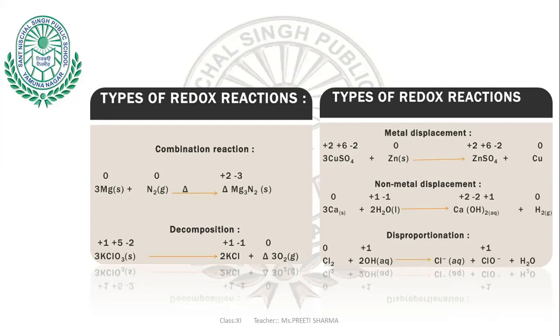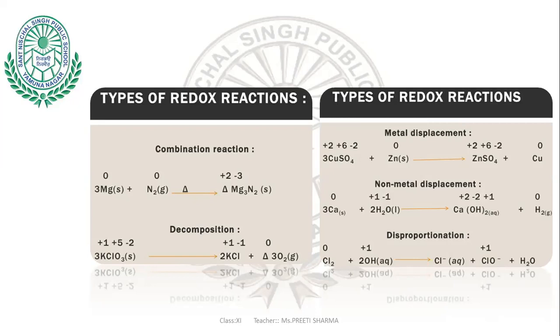The second is a decomposition reaction, in which a single reactant decomposes to form two or more compounds, right? That is called decomposition reaction, and it is done in the presence of heat, when heat is given, right? So here's an example of a decomposition reaction. And another is a displacement reaction. As you know, the definition of displacement, in which a more reactive element displaces the less reactive.